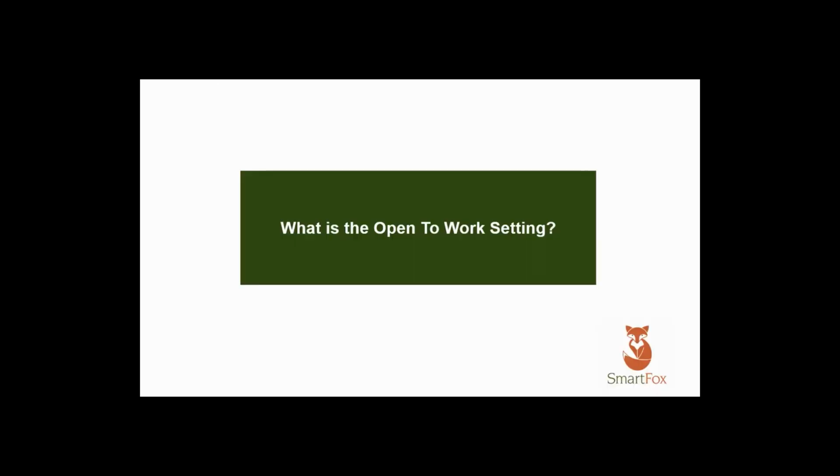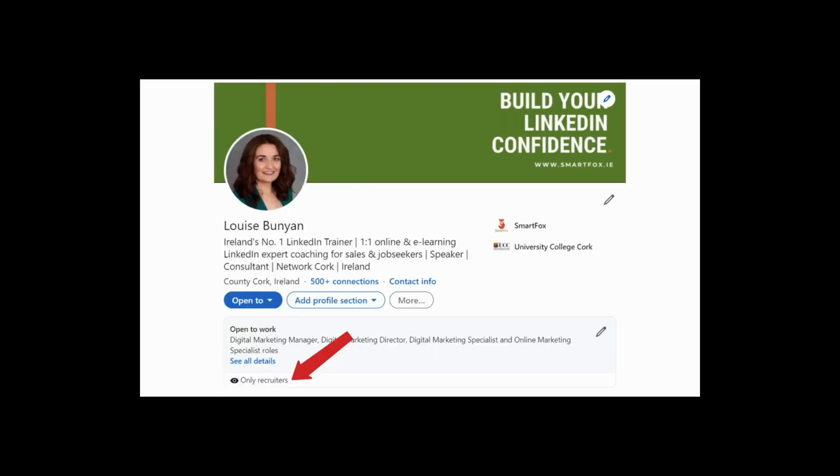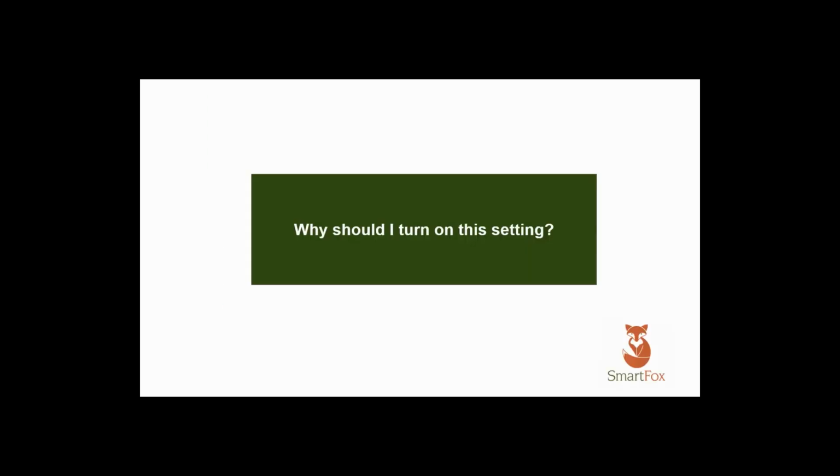So what exactly is the open to work setting? Well, there's actually 2 elements to it, and the first element is that green badge that appears around your photograph and the list of jobs, locations, and type of work that you're seeking underneath. So that is option A, and that's available to all LinkedIn members. And then we have option B, which is only available to recruiters.